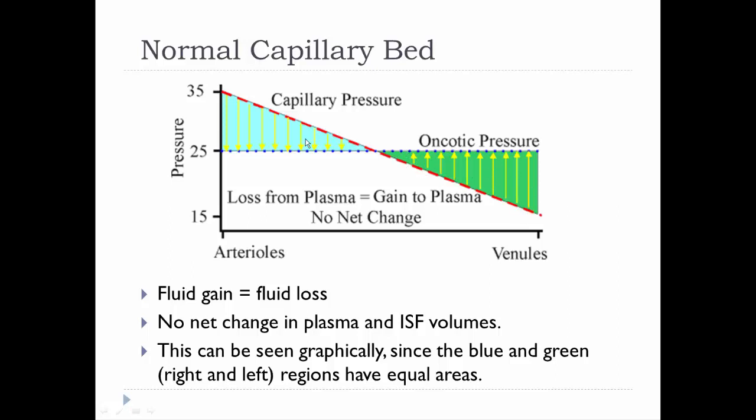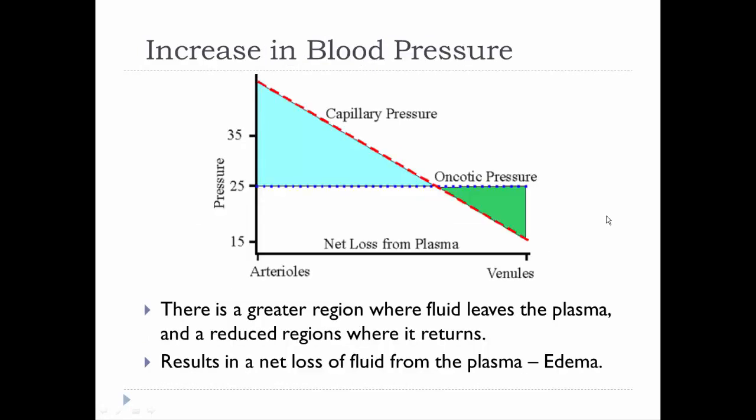As long as these two triangles are the same size, that means we have the same amount of filtration as reabsorption. So the loss from the plasma equals the gain to the plasma of your blood, and there's no net change. That is, the fluid gain and the fluid loss is the same. And so this would be kind of the normal capillary bed. Okay? So keep in mind, as long as these two triangles are the same size, filtration and reabsorption equal each other.